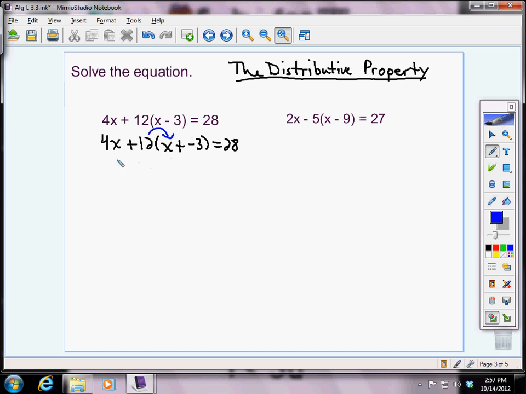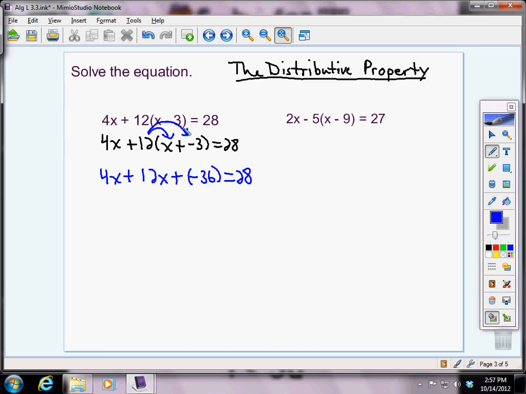So our 4x again just comes along for the ride. We're not doing anything with that yet. We're going to go 12 times x to get 12x plus, that's why we always change things to addition. We don't have to worry if we're subtracting or adding. We are always adding. Don't forget to distribute the 12 to the negative 3 as well. The distributive property says we distribute by multiplying the number outside the parentheses to everything inside the parentheses. Don't forget that this 12 is multiplying this negative 3. 12 times a negative 3 is a negative 36.